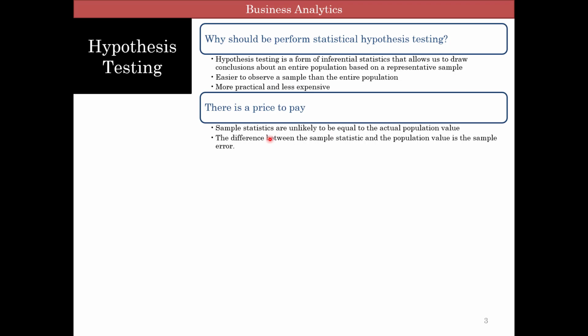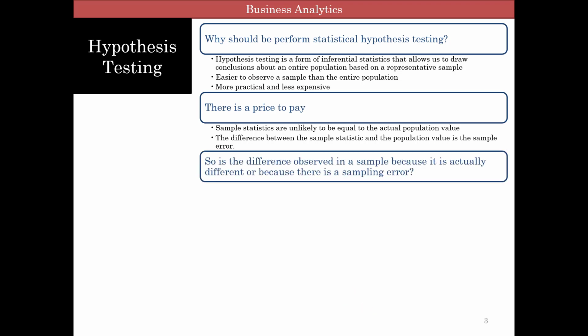Sample statistics, as we know, are not the same as population parameters. There is a difference between the sample statistics and the population value, and that is called sampling error or sample error. And remember, when we did the confidence interval, we did calculate this, called the margin of error. So the question then is: is the difference observed in the sample because it is actually different, or is there a sampling error?